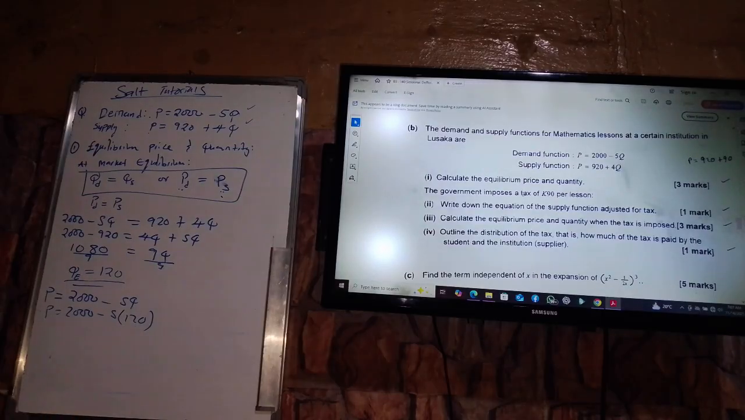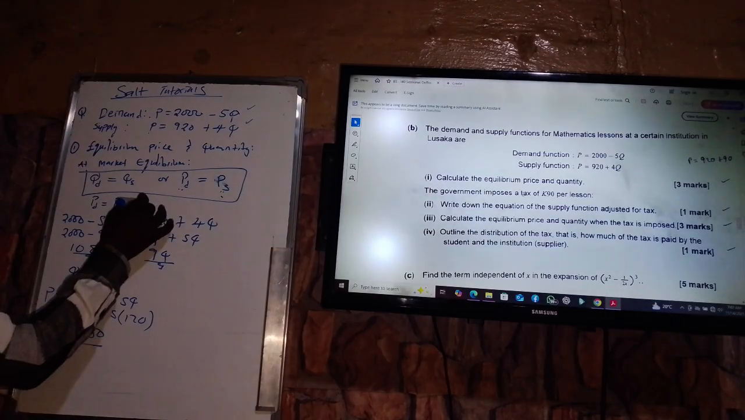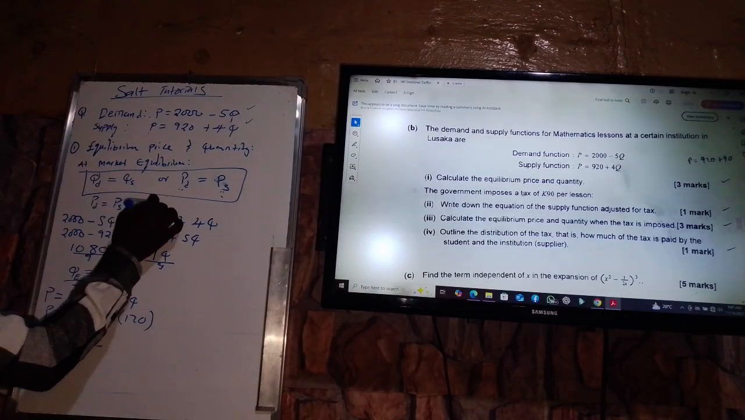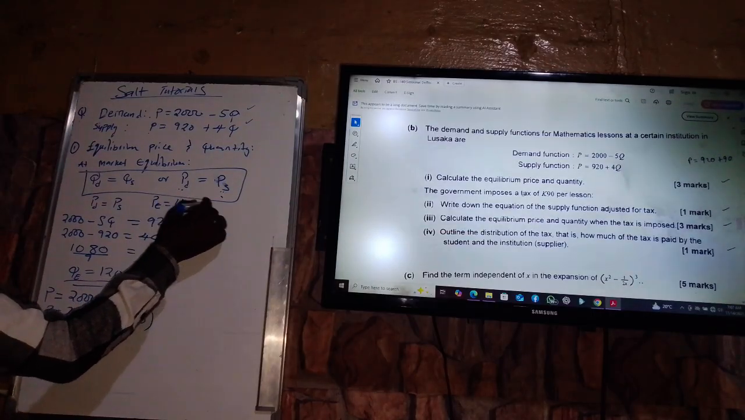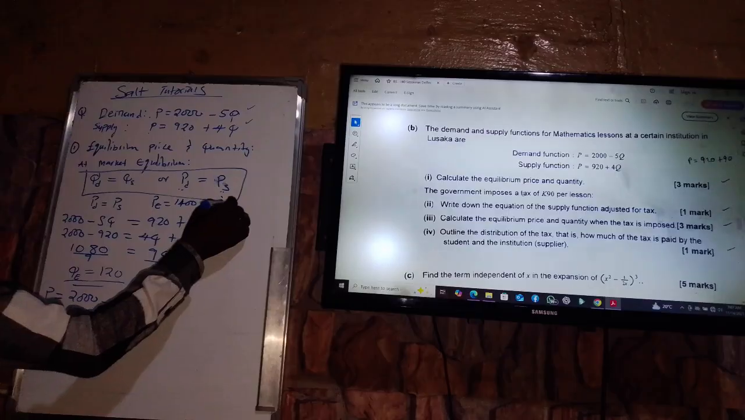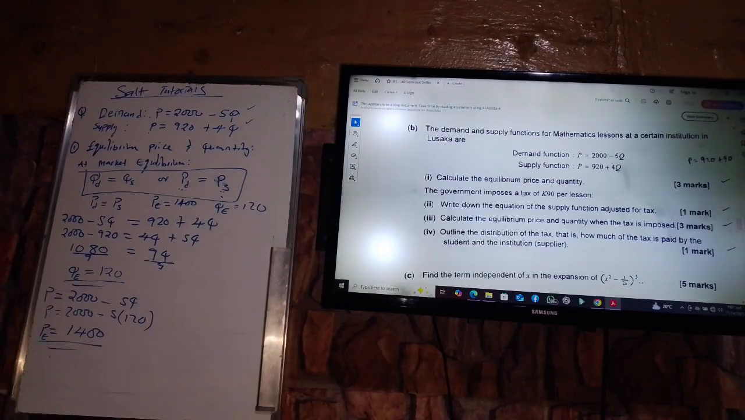What am I going to have? 600 subtracted from 2000. Our P should be equal to 1400. This is our equilibrium price. So when the first question says find the equilibrium price and quantity, our equilibrium price PE is basically equal to 1400, and the equilibrium quantity is equal to 120.